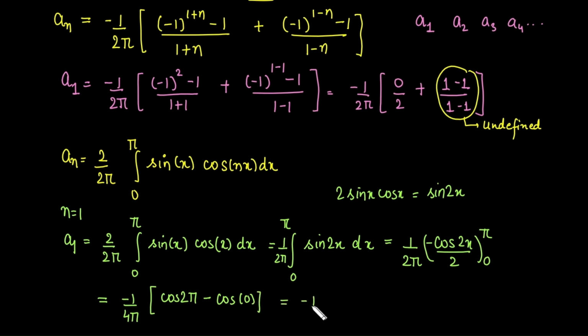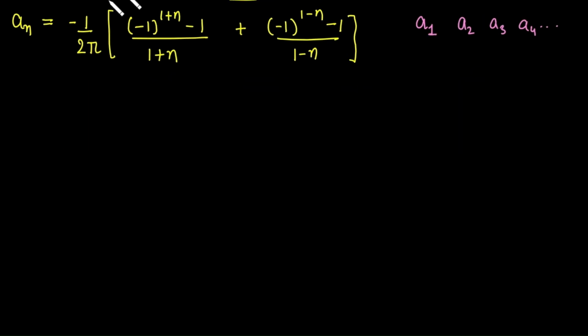This is equal to minus 1 upon 4 pi. Cos 2 pi is 1 minus cos 0, which is 1. From here we are getting the value of a1 is equal to 0. Now let's calculate the value of a2 and a3.